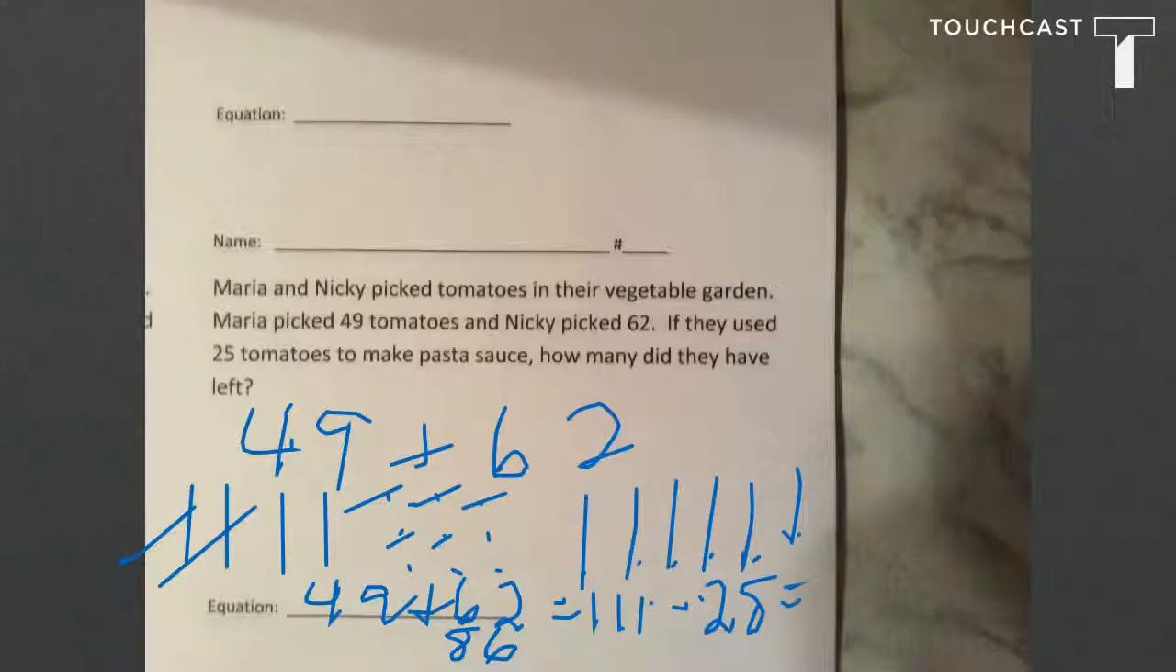So if they used 25 tomatoes to make pasta sauce, how many did they have left? They had 86 left. So you can see it's a little bit different than just answering one single question in a problem. You have to read very carefully and you have to understand what the problem is asking you to solve. And in these types of questions, we have to do 2 or more steps in order to determine how to solve the problem.